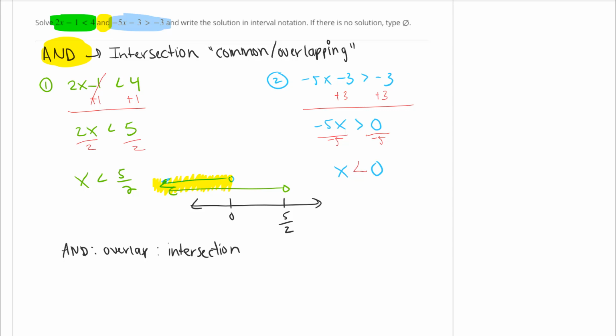And where does that go off to? It goes off to negative infinity. And of course this side goes off to positive infinity. So the overlap, if I'm thinking about my smallest value, is negative infinity. And negative infinity or positive infinity will always have a parenthesis. And the overlap is going to stop at 0. And 0 was x is less than 0. So the inequality itself tells you it's going to be a parenthesis. So then this would be my answer in interval notation.